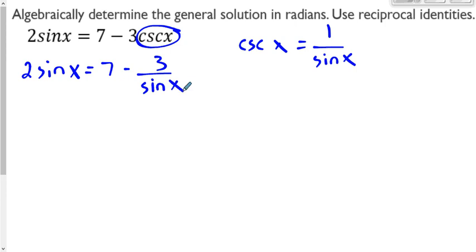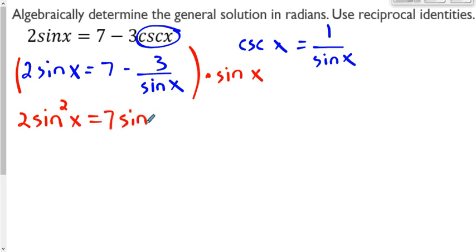Now, this is a little bit of a different situation than we've been in. 7 doesn't have a sine where I could factor it out. And it doesn't appear there's any identities I can use. So I actually need to get rid of this divided by sine x. So I'm going to multiply everything by sine x. So then my first term, 2 sine, becomes 2 sine x squared. 7 times sine x. And now this sine x cancels out with the other sine x as a multiplication. So we're just left with minus 3.